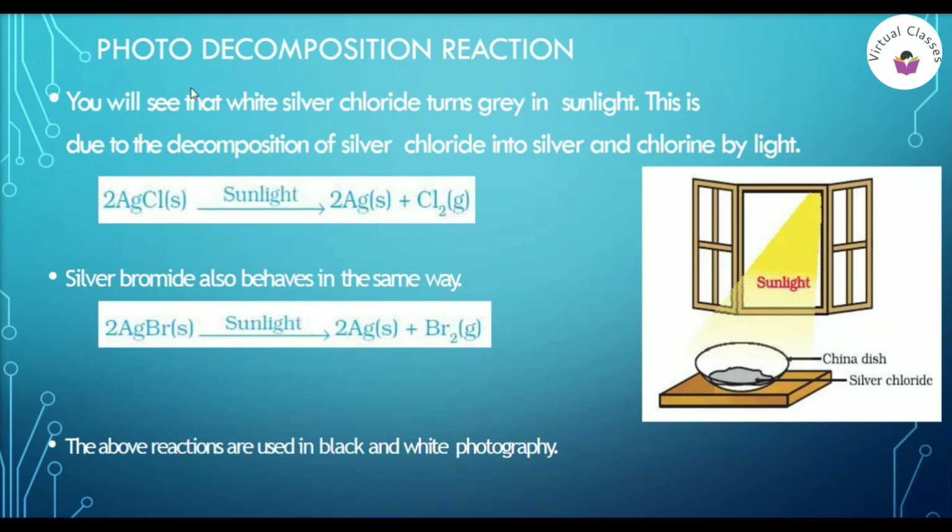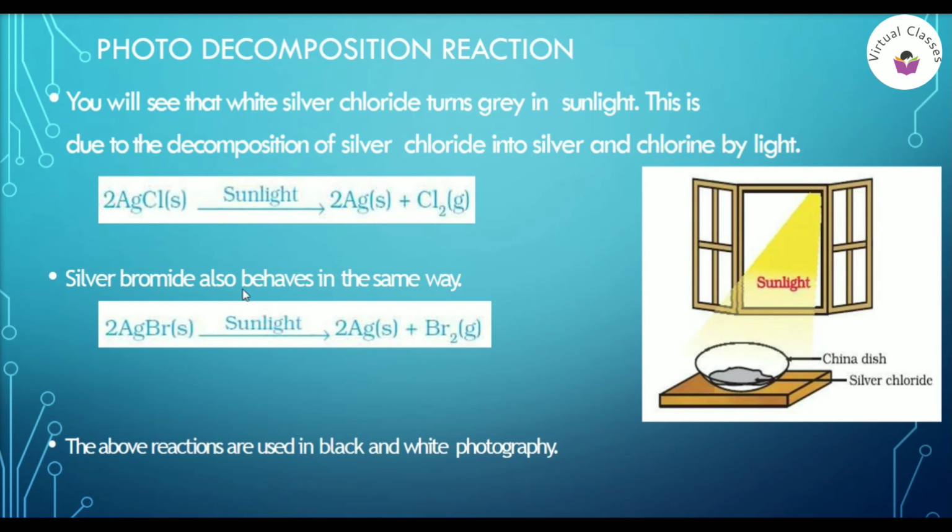The next type is photodecomposition reaction. You will see that white silver chloride turns grey in sunlight. This is due to the decomposition of silver chloride into silver and chlorine by light. The reaction is 2AgCl in the presence of sunlight gives 2Ag and Cl2.